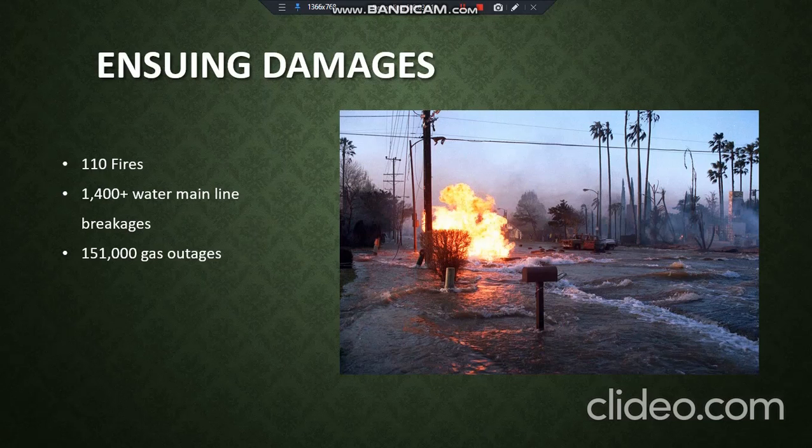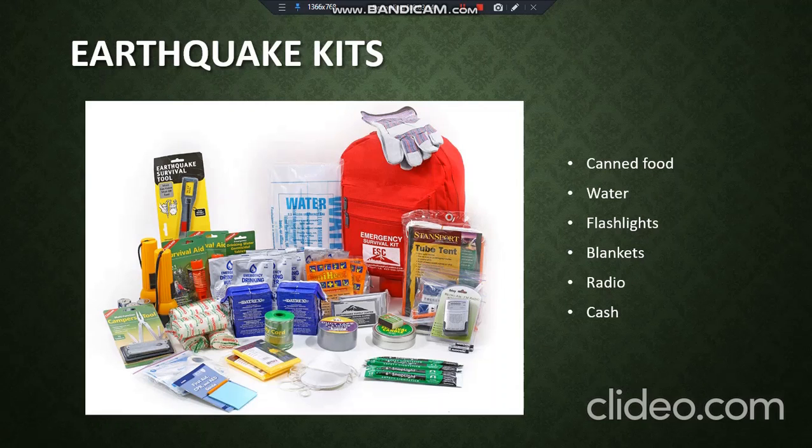An 18-month window won't prepare you for the shock of an earthquake, but it might just spur you into the action of assembling an earthquake kit. An earthquake kit should be comprised of canned food, water, flashlights, blankets, a battery-operated radio, and cash. Other items are up to a person's need or desire.